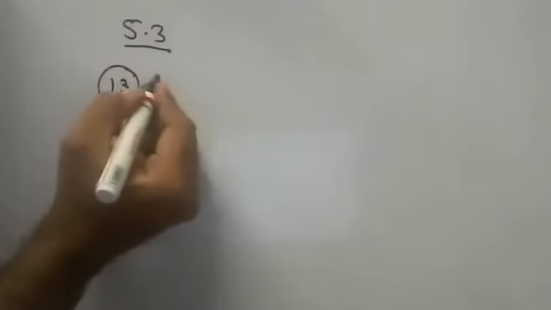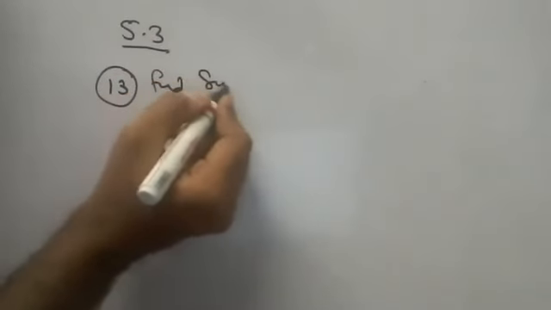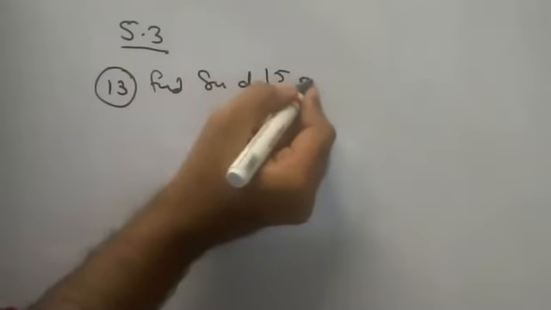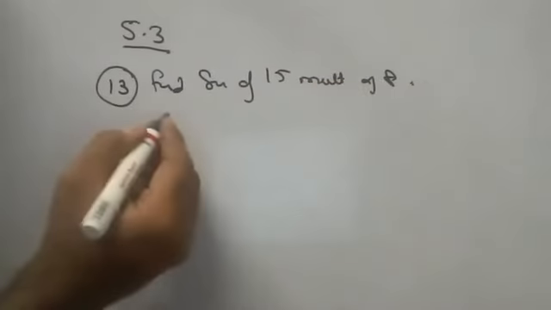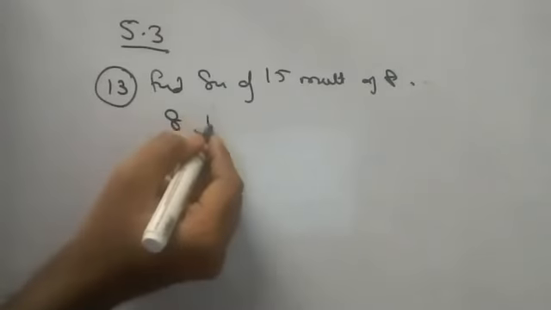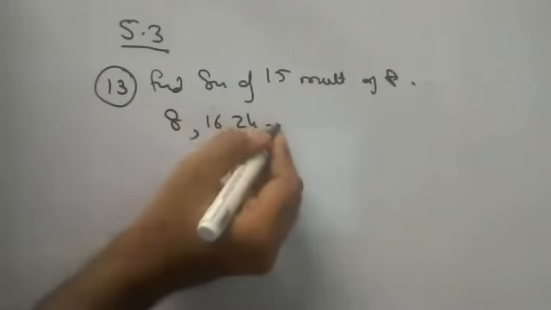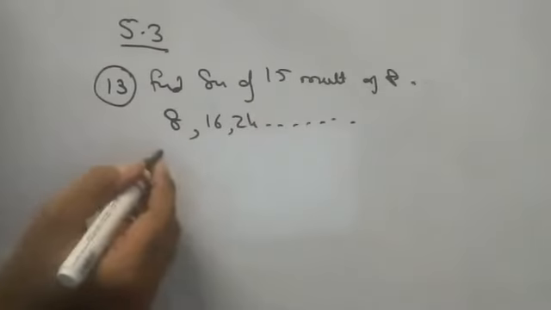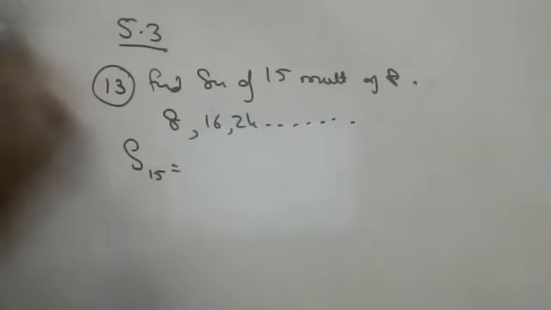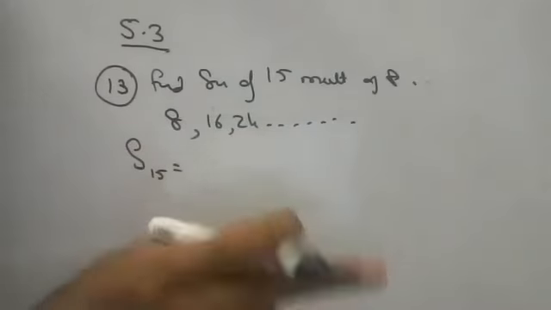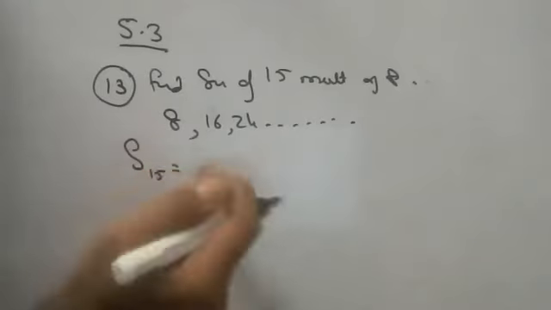13th question. Find the sum of first 15 multiples of 8. First one is 8, second one is 16, third one is 24, and so on. Okay, children, first 15 multiples of 8 is asked. Previous sum was multiples of 6. This is multiples of 8.